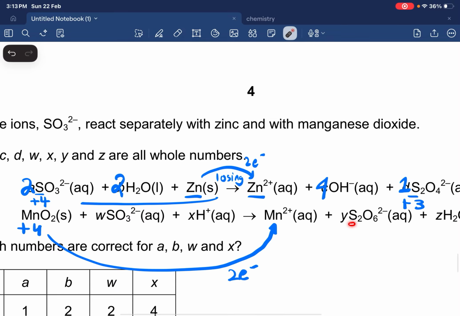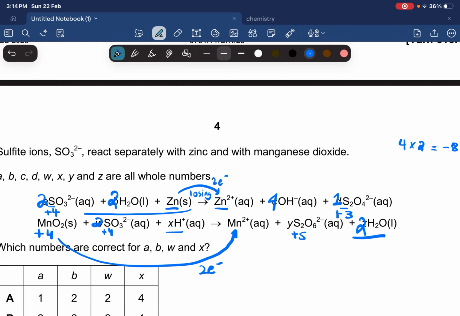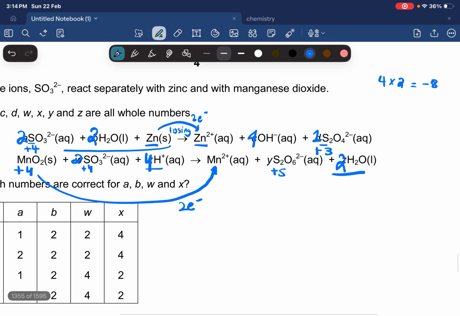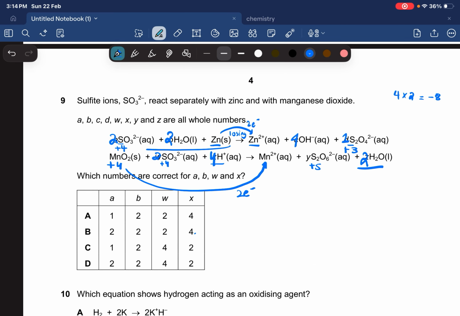And now what do we do with H plus and waters? Simply balance them out. How many oxygens do we have on the right side? We have 6, 7, 8 oxygens. How many oxygens on the left side? 6 oxygens. So add a 2 here. Now how many hydrogens on this side? 4. So add a 4 here. Now which values are we getting? We're getting 4 for X, right? For W, we're getting 2. Then for B, we're getting 2. And for A, we're getting 2 as well. So option number B.